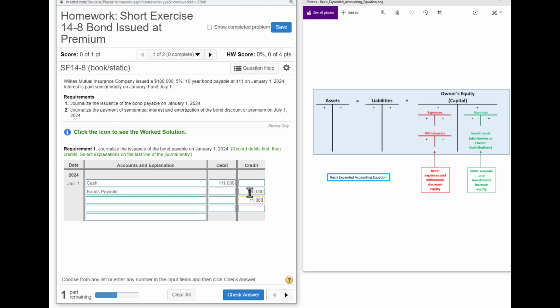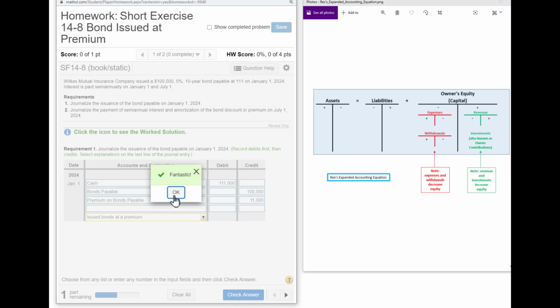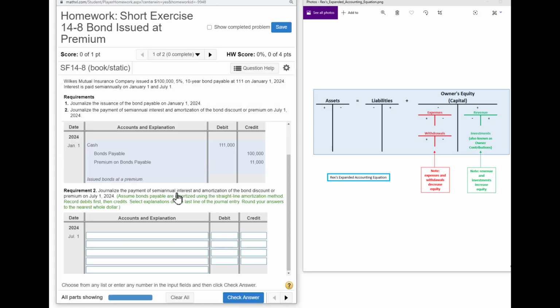Debits equal credits. But what is this account going to be called? Well, remember that we issued this bond at a premium. So this is called a premium on bonds payable. And then we need an explanation, issued bonds at a premium. That's fine and dandy. Now we're going to journalize the payment of the semi-annual interest and amortization of the bond discount or premium.